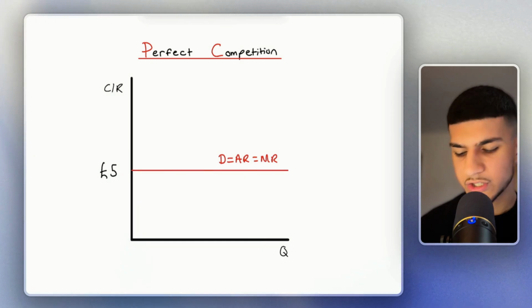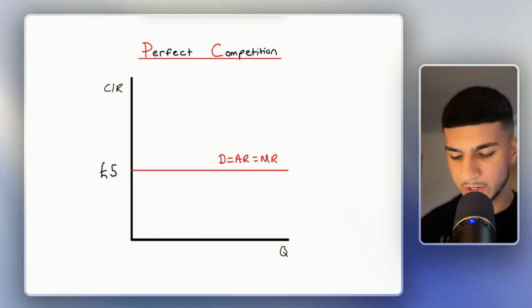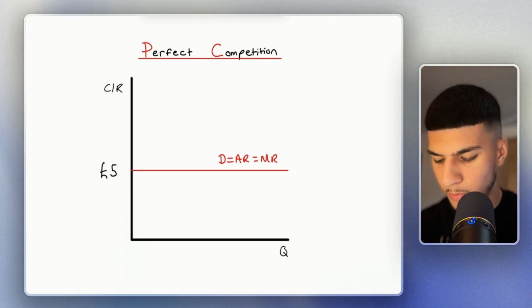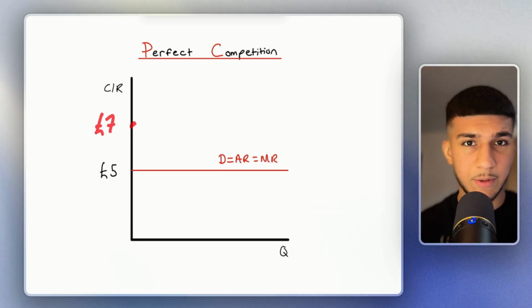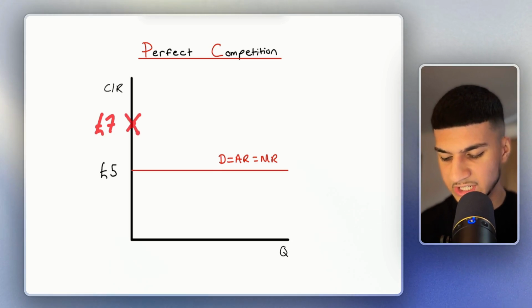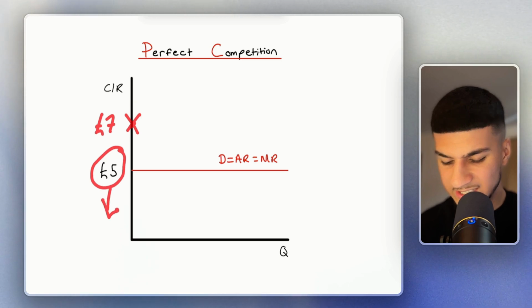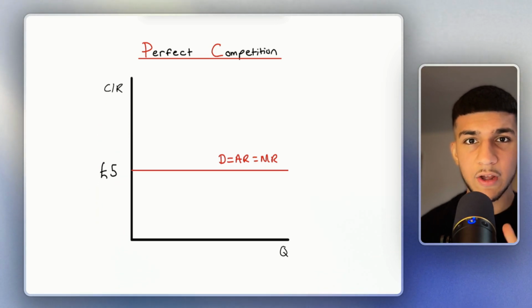And of course, we can show this perfectly elastic nature on the diagram itself. For example, the market price is £5, but if a firm wants to charge £7, which would be somewhere around here, look at how much demand the firm would get. Absolutely zero. So it shows any change in price from £5, even a decrease in price, will lead to a firm having absolutely no demand from consumers.